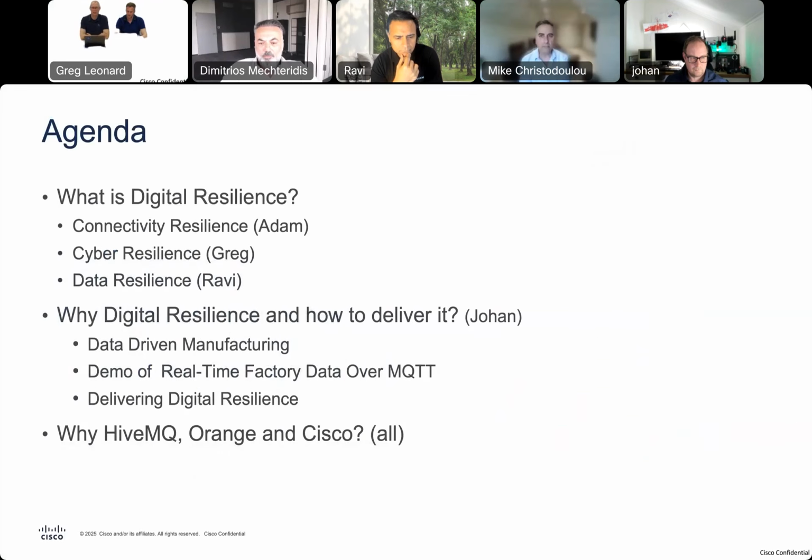So today, we're diving into the critical topic for manufacturers, digital resilience. We're going to break it down into three key areas: connectivity resilience, cyber resilience, and data resilience. We'll also be hearing from two other industry experts, Ravi Subramanian from HiveMQ, who will talk about data resilience, and Johan Jepsen from Orange Business, who will talk about why digital resilience is so important for Industry 4.0 use cases. Yeah, it's great that we have Ravi and Johan here today with us, Greg.